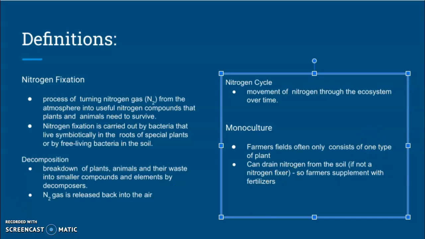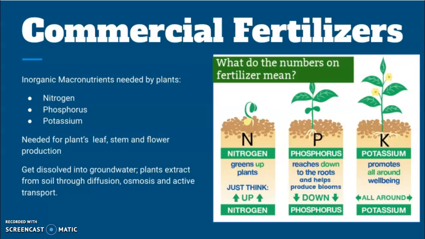So commercial fertilizers are used when you need nitrogen, phosphorus, and potassium. We've talked about this many times now. This is what is on our fertilizer bags in the numbers as you go across, the NPK numbers. And we need that for our plant's leaf, stem, and flower production.